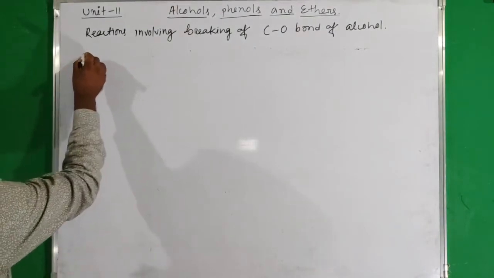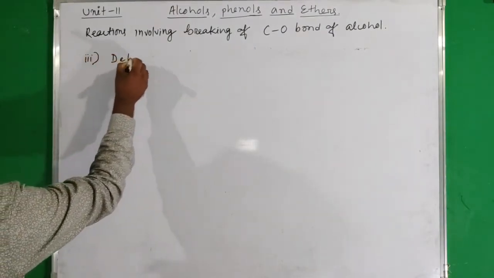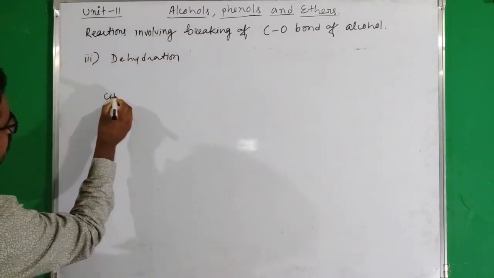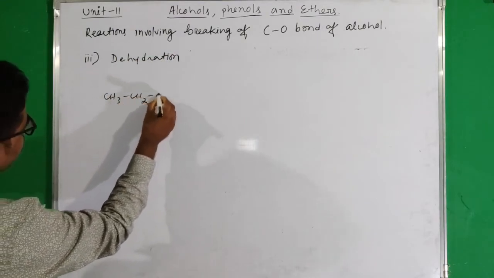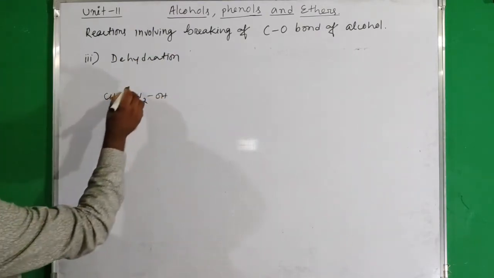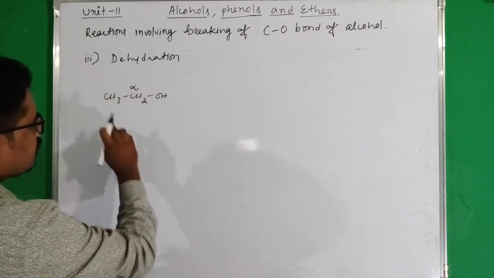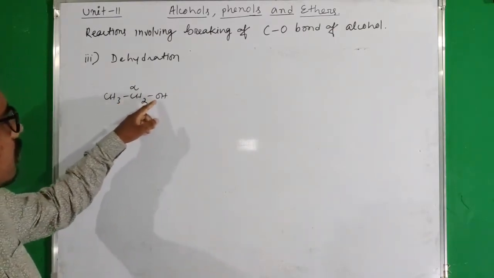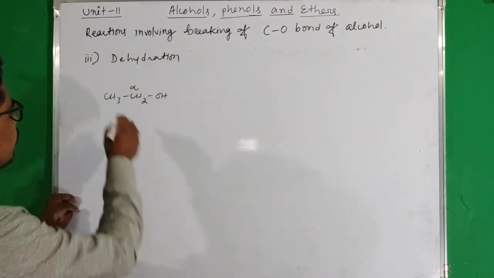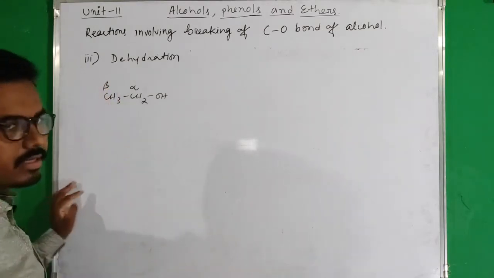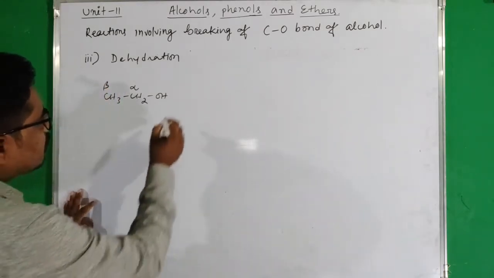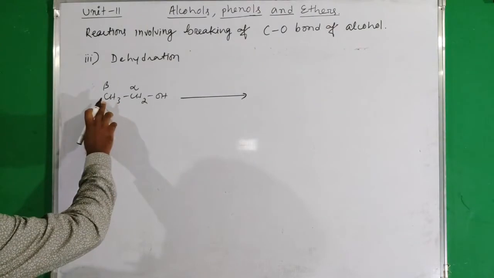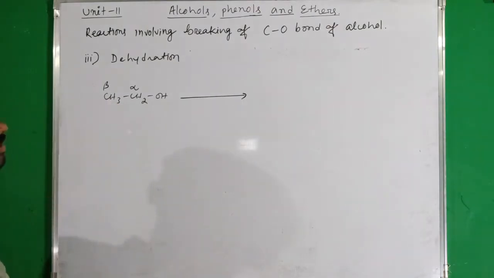Therefore number 3, dehydration. Always remember that for alcohols having beta hydrogen, this carbon is the alpha carbon because the functional group is attached to it. The carbon having the functional group is known as alpha carbon, and the next carbon is called beta carbon. In this case the beta carbon has 3 hydrogens present.